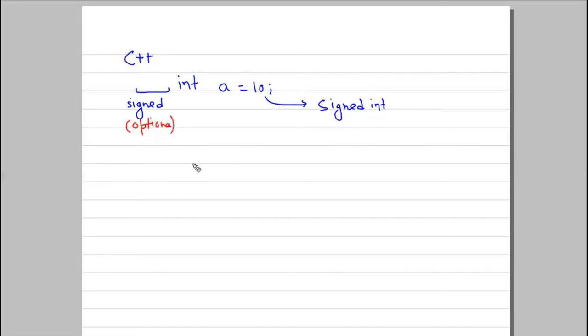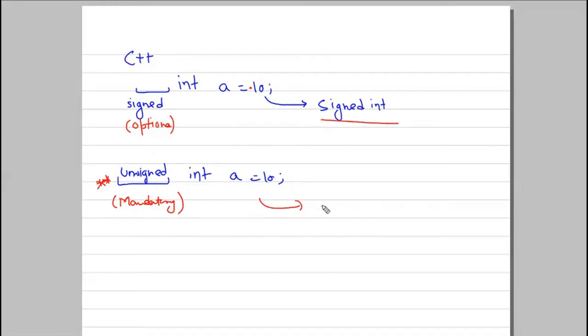But if we want to store a non-negative number only, then we have to write unsigned here. So this unsigned keyword is mandatory. Okay, so this is the basics of signed integer and unsigned integer. So guys, this is about the basics of unsigned integer. Let's discuss these things in detail.